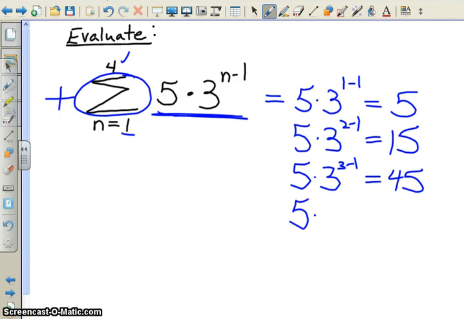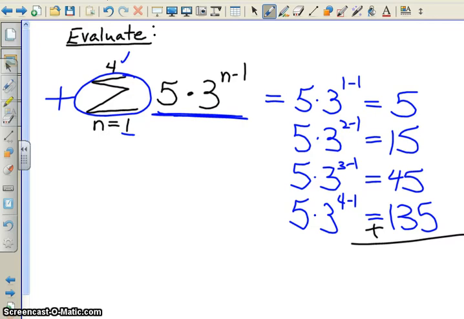And our fourth term, 4 minus 1 is 3, 3 to the third is 27, and 27 times 5 is 135. So there's our four terms for this sequence, and now with the summation symbol, I'm going to add together those four terms, and that gives me a total of 200.